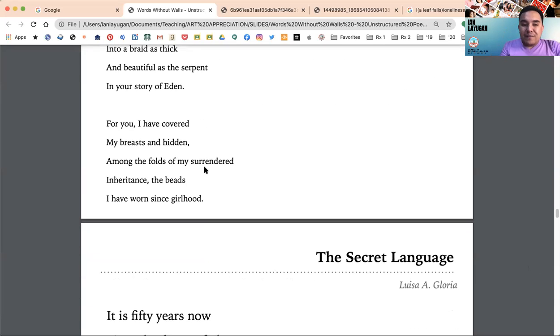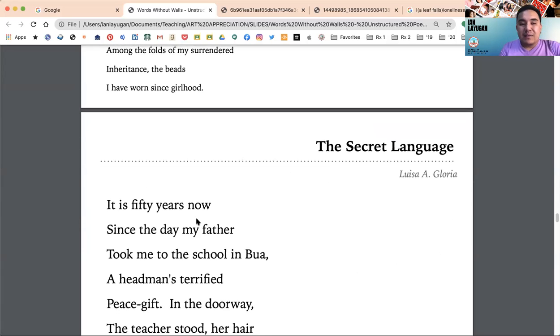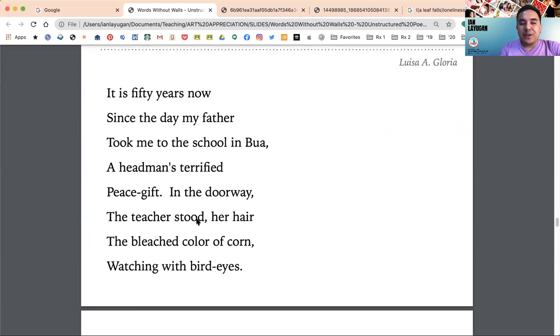"For you, I have covered my breast and hidden among the folds of my surrendered inheritance the beads I have worn since girlhood." So now we know that she is a girl. We know that the persona is a girl because of the last line in the second stanza. So tinago daw niya yung breast niya, meaning she wanted to look more decent. She hid her breast among the folds of her surrendered inheritance. She also kept the beads, heirloom, mga pamana.